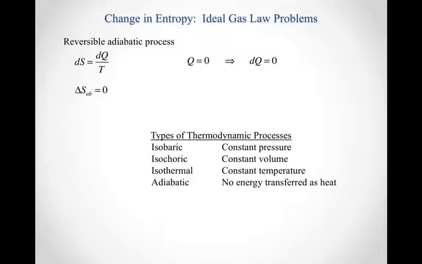So when we're thinking about the types of thermodynamic processes we've talked about so far, isobaric is constant pressure, isochoric is constant volume, isothermal is constant temperature. For adiabatic, all the rest of these are constant something, but adiabatic we've simply left at no energy transferred as heat. If that's a reversible adiabatic process, then we can refer to it as isentropic. So a reversible adiabatic process is a process that happens at constant entropy.